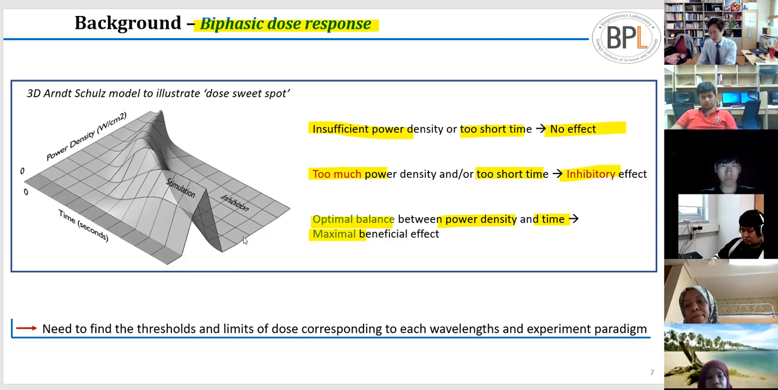LLT. Shown here is a 3D Schulz model for the dose sweet spot. So stimulation can happen depending on the power density and also the time. And other than that, it could be causing inhibition, or maybe it could be causing no effects.